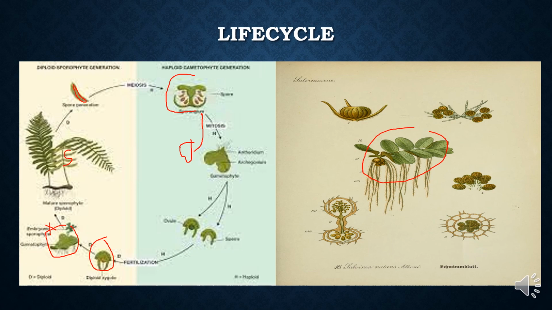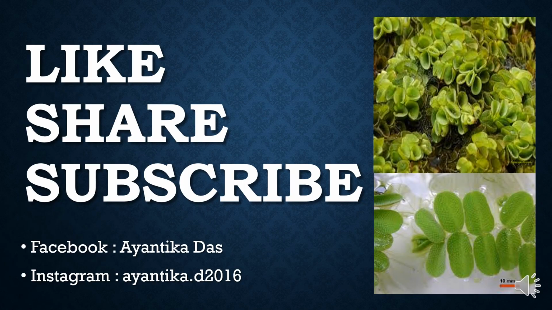So the plant body is the sporophyte, and that is quite dominant, and the gametophytes are so small that you can observe them only with a hand lens. This is the picture of the sporangia, which contain spores that will ultimately form the gametophyte. So this was all about reproduction and life cycle in Salvinia.